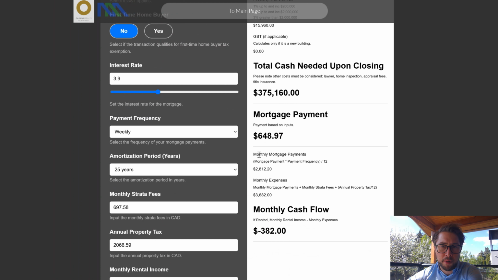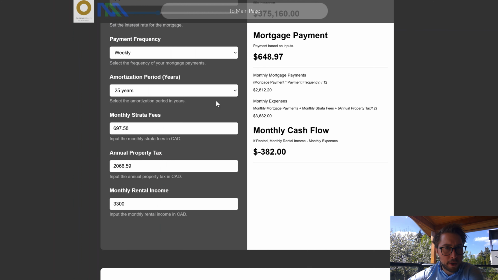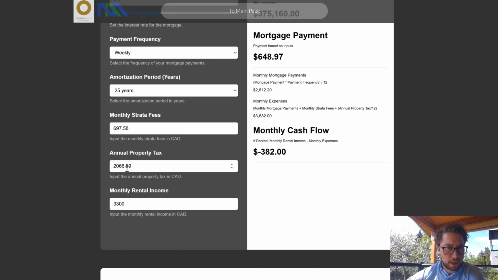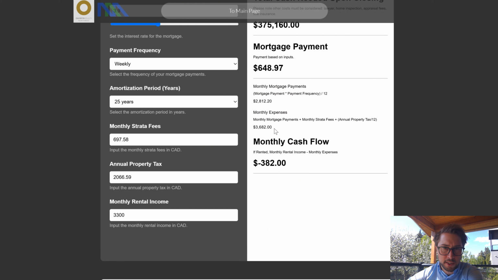If we want to look at per month, I have our weekly mortgage payment calculated into the payment frequency times the payment frequency divided by 12, give us the monthly payment, what our projected monthly payment would be. This is where it gets interesting. So where we look at the monthly strata fees, we can input the strata fees there, and along with our property taxes, because those are extra fees that we have over the year. So we have our annual property taxes and our monthly strata fees, which we can input, and that will give us our total monthly expenses for this unit.